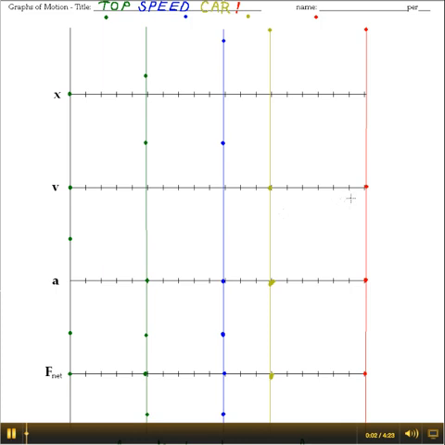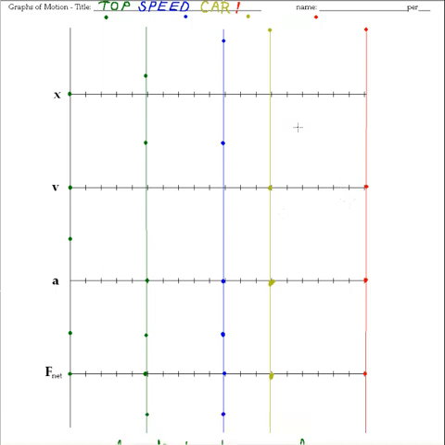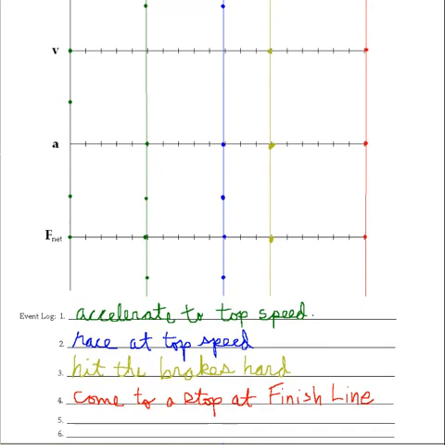This is the graph video, graphs of motion for a top speed car. So I'm going to go down to the bottom to begin with and tell you what's going to happen here. In green we're going to talk about accelerating to top speed, and then in blue we're going to talk about racing at top speed for a while.